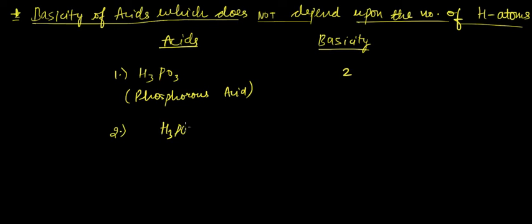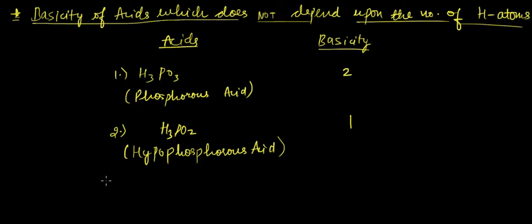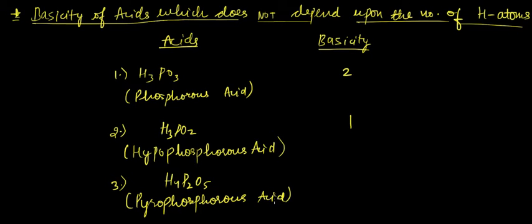If we talk about H3PO2, which is hypophosphorus acid, the basicity of this acid is 1. And if we talk about H4P2O5, which is pyrophosphorus acid, the basicity of this acid is again 2.